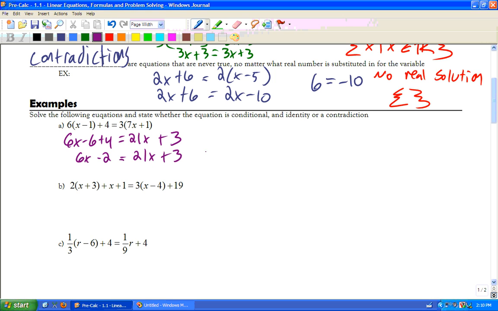Combine our x's, get them on the same side, and we're going to get negative 2 equals 15x plus 3. Subtract 3: negative 5 equals 15x. Divide and you get x equals negative 5/15, or x equals negative 1/3. Not too surprising there. Because there's only one number that works, this is called conditional.